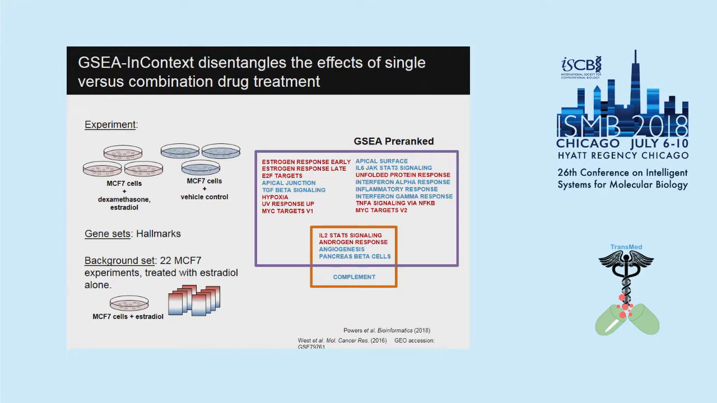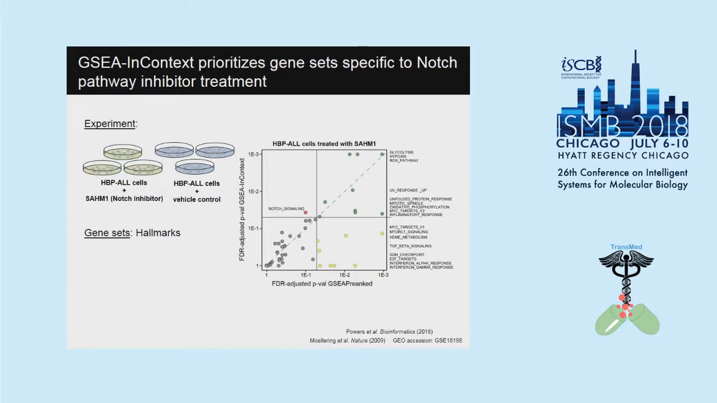And so these are really interesting results. Dexamethasone is a corticosteroid, and so it is known to affect androgen response. And another interesting result that you may see here is that the complement pathway was found to be significantly negatively enriched by GSEA InContext, but it would have been missed by GSEA pre-ranked. And what's interesting about this is that dexamethasone is actually known to be a transcriptional regulator of some of the genes in the complement gene set, and was also shown to downregulate complement in immune cells, so this may be a good area for future research in breast cancer cells.